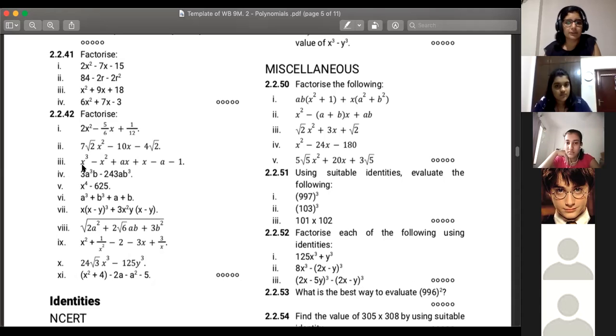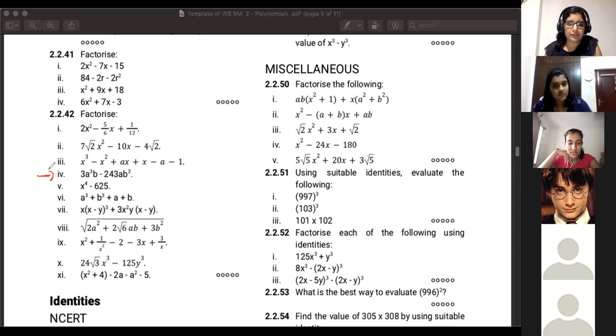Like for example, a simpler version of it, look at number 4. So you have 3a cube b minus 243ab cube. So what will your first step be? How will you approach this? Anyone, whoever has any idea can speak up. Ma'am, take 3ab out. 3 and what else is common in both? ab. So if we take 3ab common, what will be left here? Ma'am, a square minus b square.